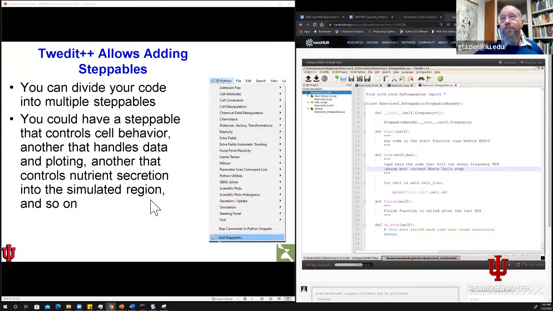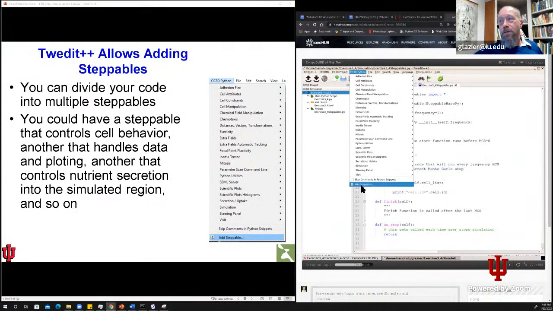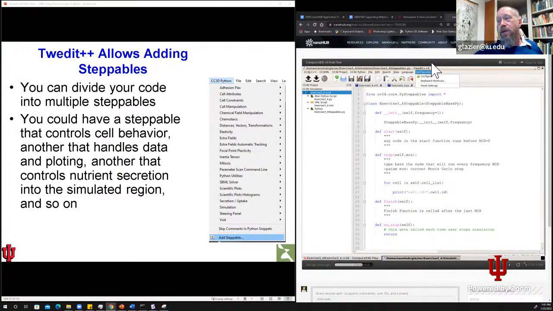All right. Okay. We can have multiple steppables in CompuCell, and Twedit allows you to add steppables. If you go under CC3D Python, at the bottom there's add steppable. Don't do that right at the moment, but add steppable would create another line here, which would create another block of code.